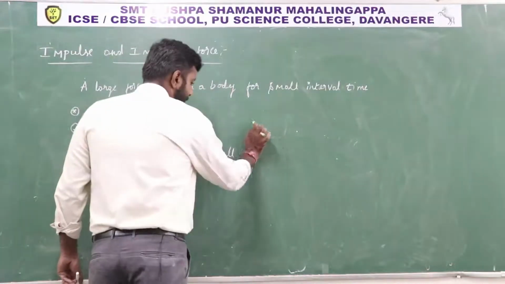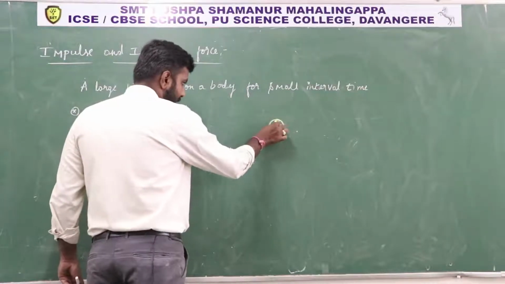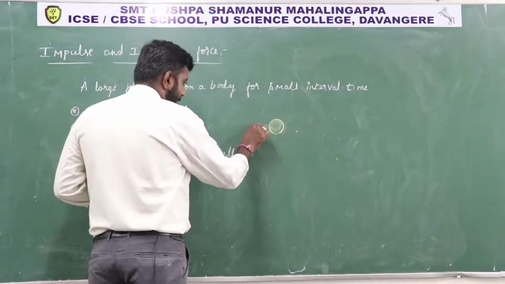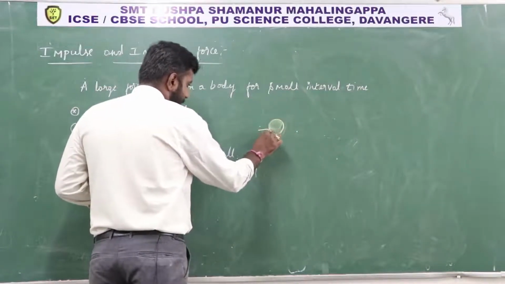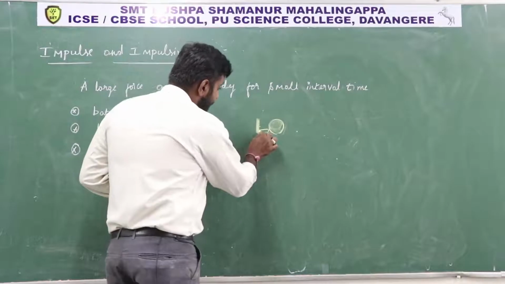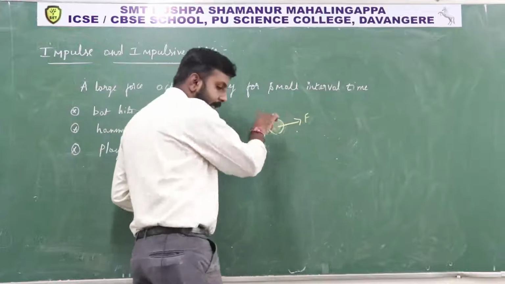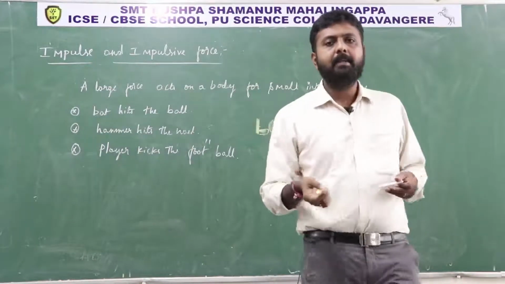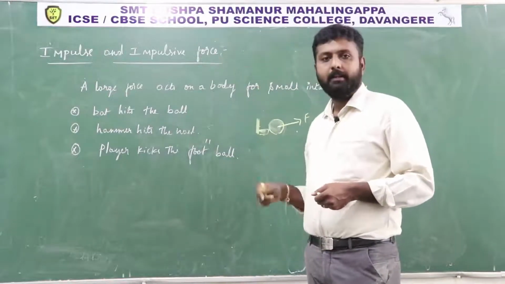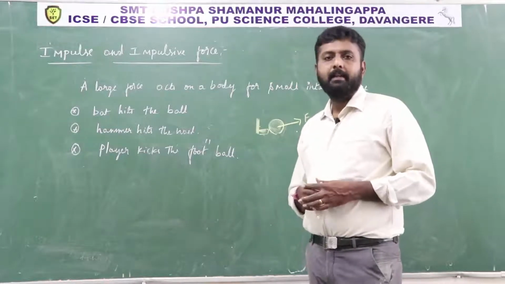So if you consider this third example, let us consider a football. If a player kicks the football, okay, then there will be a large force acting on this football, but the time interval is very, very small. Or a hammer hits the nail, in that time also during contact the time interval is very, very less.